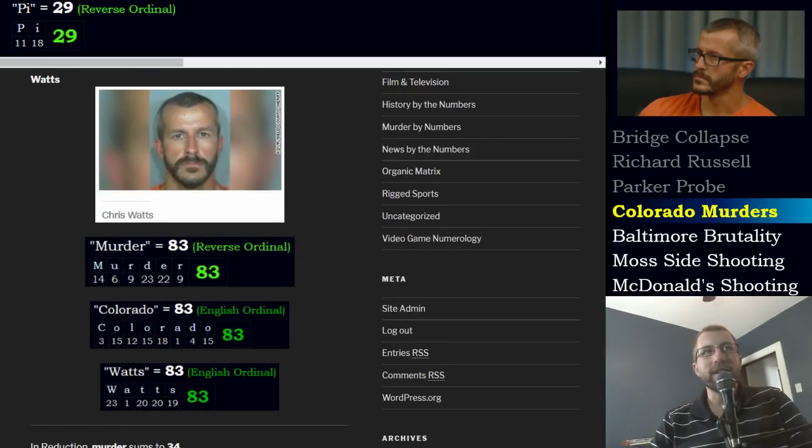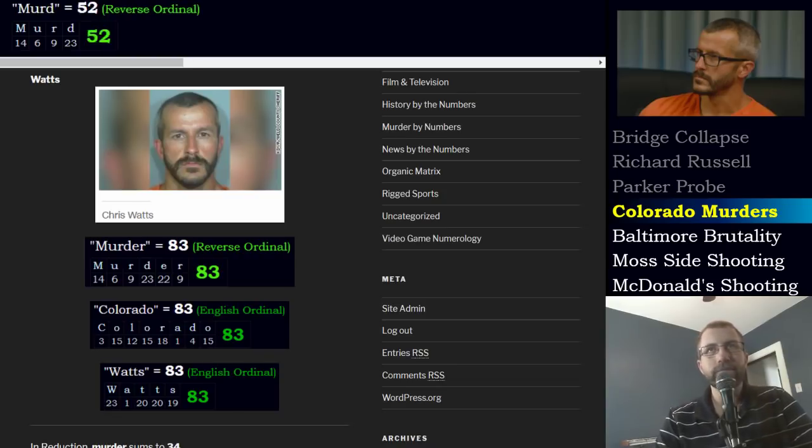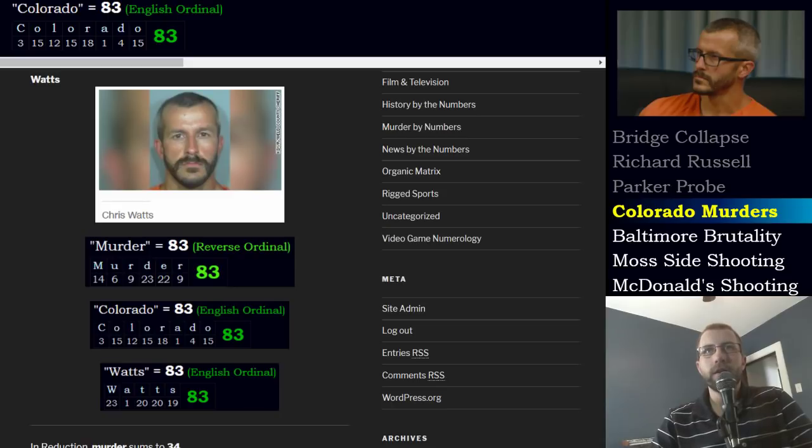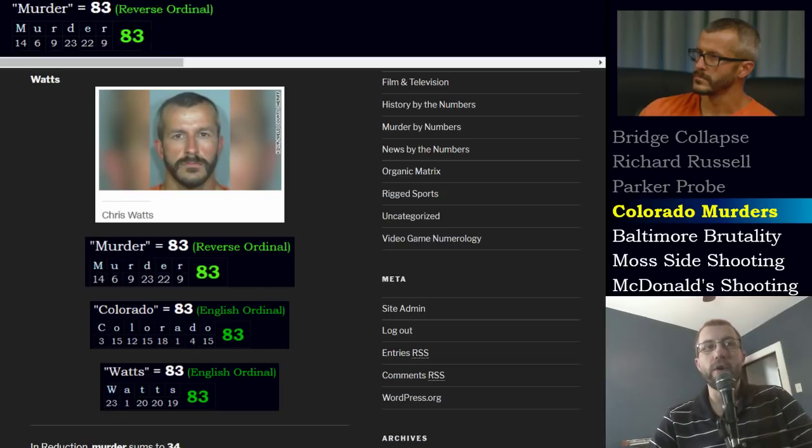But I want to talk about this psycho dad, Chris Watts, who is said to have murdered his family in Colorado. Well, let's start with Colorado, which sums to 83 in alphabetic order. The name Watts equals 83. And this is a story about murder. Murder equals 83. Murder also equals 79, standard alphabetic order. This story comes to us out of Frederick, Colorado, which sums to 79.